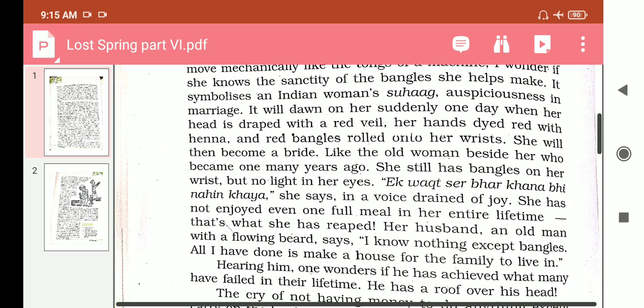So here, in these lines, the writer says that she thought Savita would realize this when she would become a bride. That day she would cover her head with a red colored veil, color her hands with henna, and wear red colored bangles on her wrist. The elderly woman sitting next to Savita also became a bride many years ago. She was still wearing the glass bangles but had lost her eyesight now.